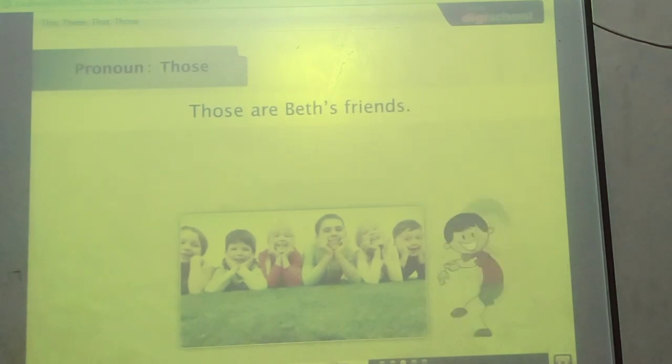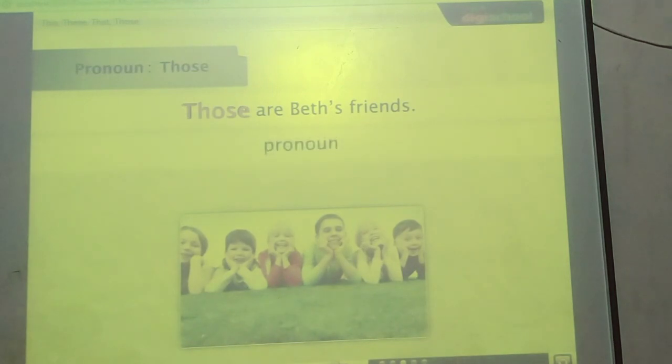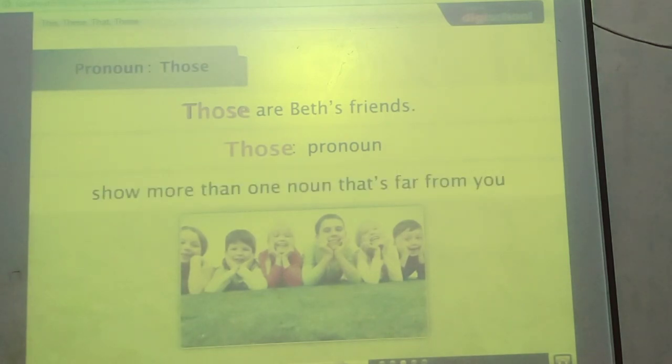Now read this sentence. Those are Beth's friends. The pronoun those is used to point out to many of Beth's friends who are all at a distance. Remember, those is used to show or point to more than one noun that's far from you.